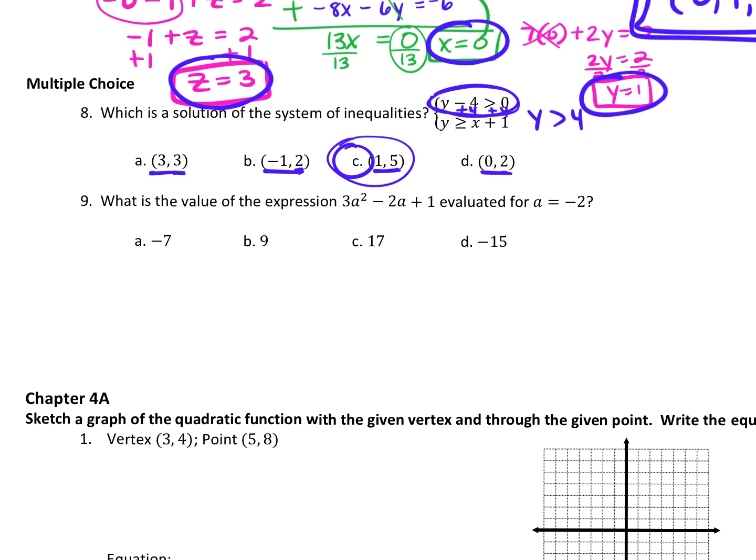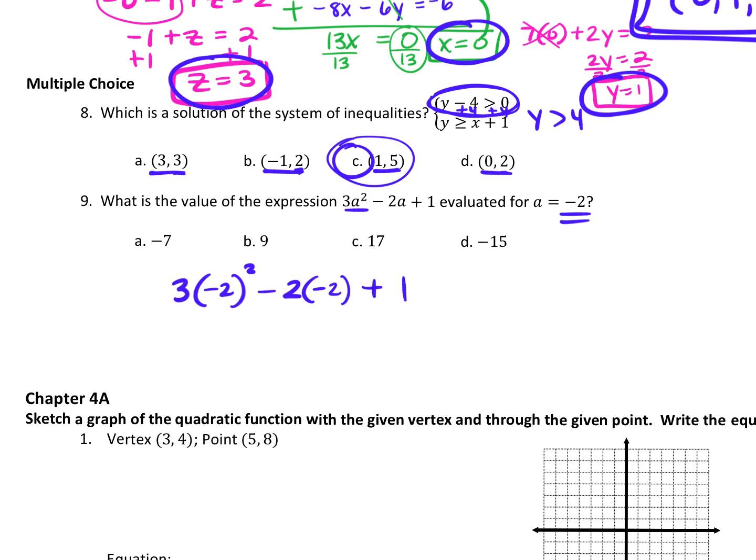All right, number 9. This involves something that gets done wrong so many times. Your a value is a negative, and you are squaring it. That should become positive every time. So 3 times negative 2 squared minus 2 times negative 2 plus 1.